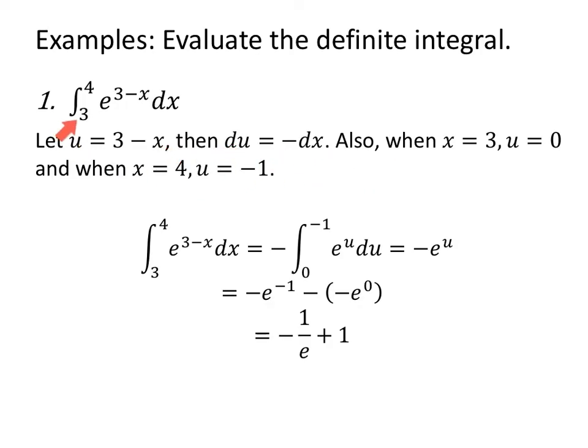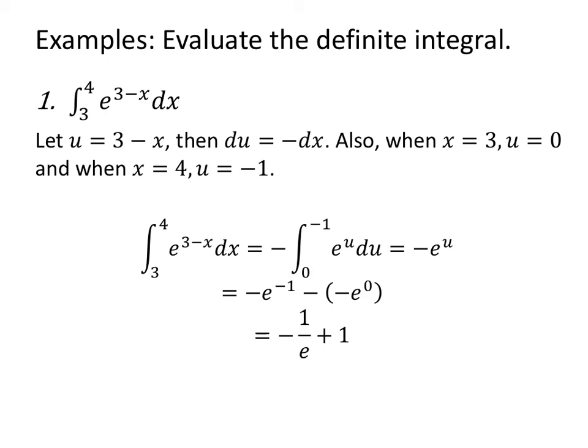Also, when x is 3, u is 0. And when x is 4, u will be negative 1. 3 minus 4 is negative 1. So I take my integral in terms of x, and I rewrite it in terms of u, the negative integral from 0 to negative 1 of e to the u du.